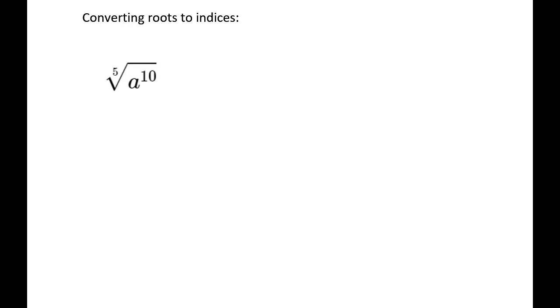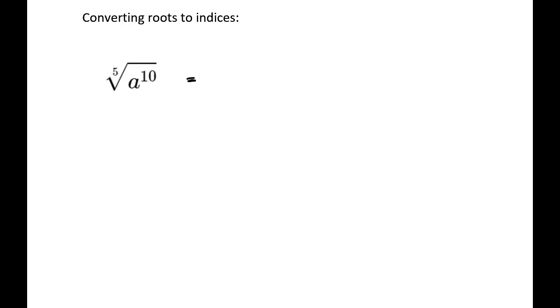In this example, we are tasked to convert the root of an expression to the respective index, because we have seen already that working with indices makes a lot of sense because it simplifies things. So here we've got what looks like a horrible expression, but actually it's not too bad. We have a to the power of 10 and we want to take the fifth root of that. So how can we do that?